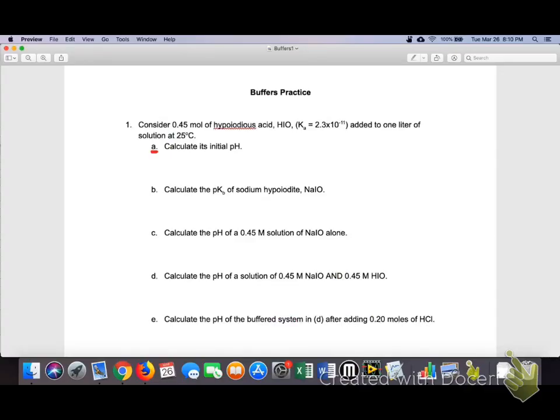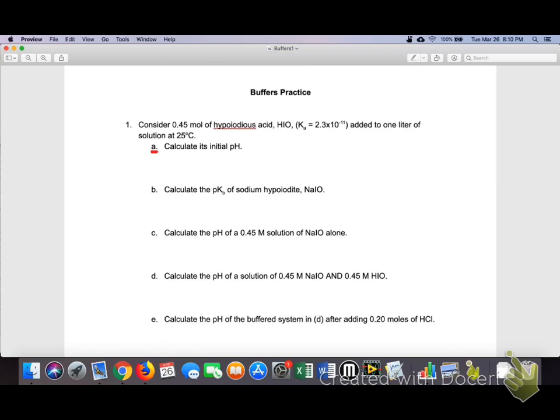All right, so let's now take a look at the buffers practice that I gave you. And first of all, notice that question 1 starts off with 0.45 moles of hypoiodous acid. They give you the Ka there, 2.3 times 10 to the negative 11. So it's a very, very weak acid. And I'm adding it to 1 liter of solution at standard temperature.